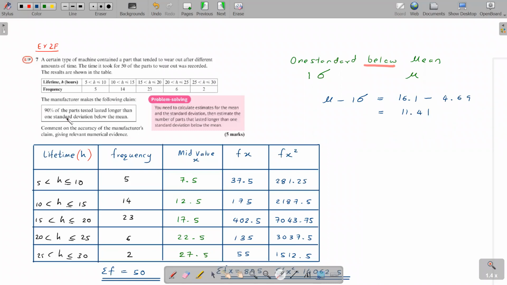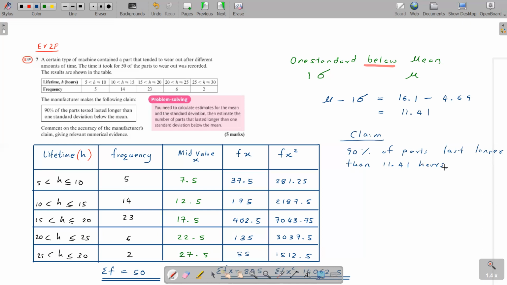Now what is the manufacturer saying? He's saying 90% of the parts tested lasted longer than 11.41 hours. That is the claim. Okay, you can rewrite the claim. What the manufacturer says is, 90% of parts tested last longer than 11.41 hours. So your task is now what? Your task is to find out if this statement is true or false. You have to see whether this is correct or not, and you have to do the relevant calculation to check on this.